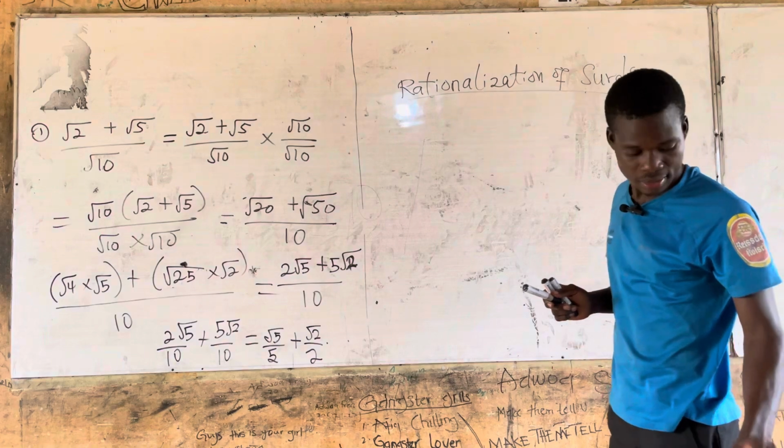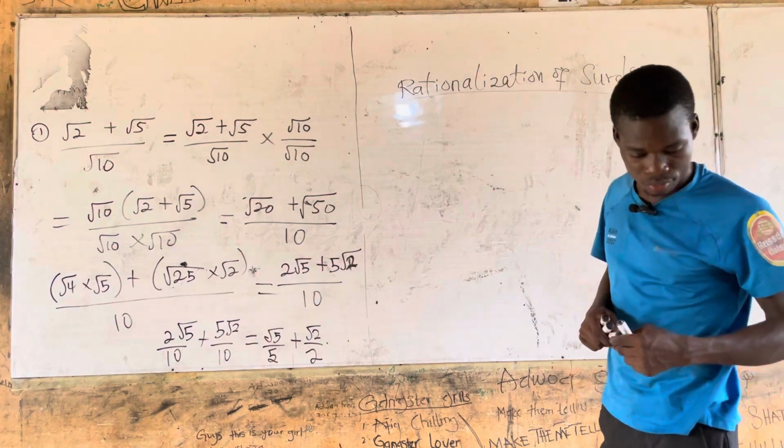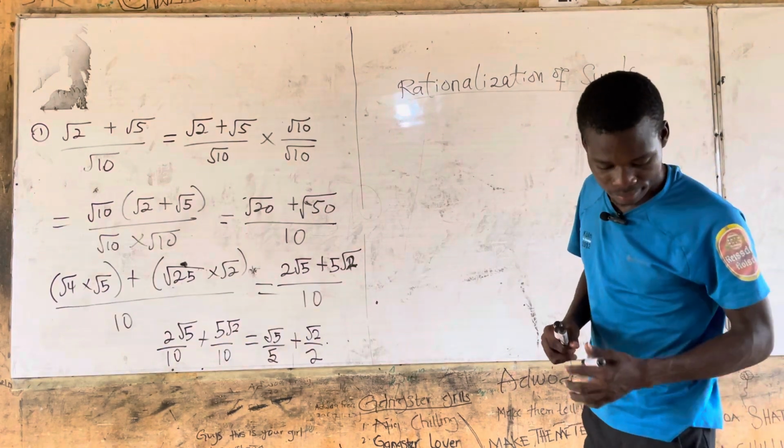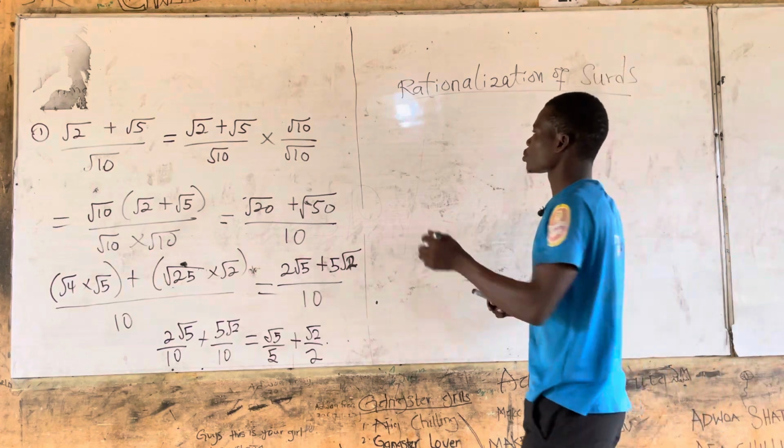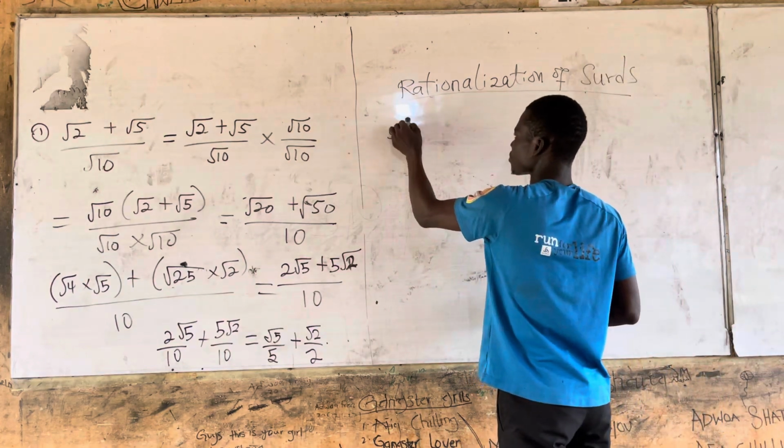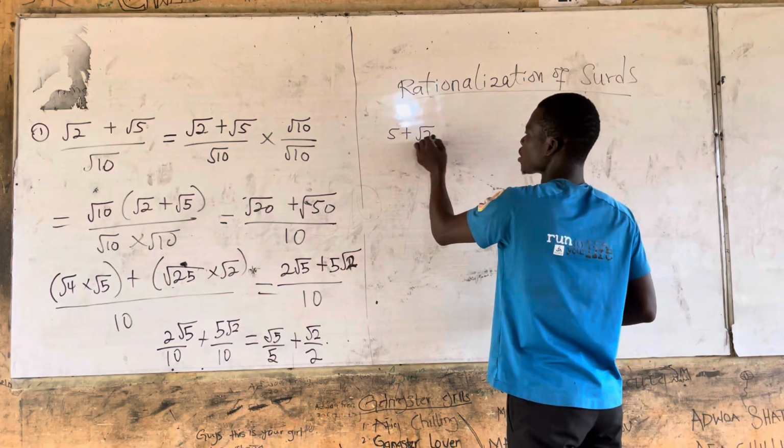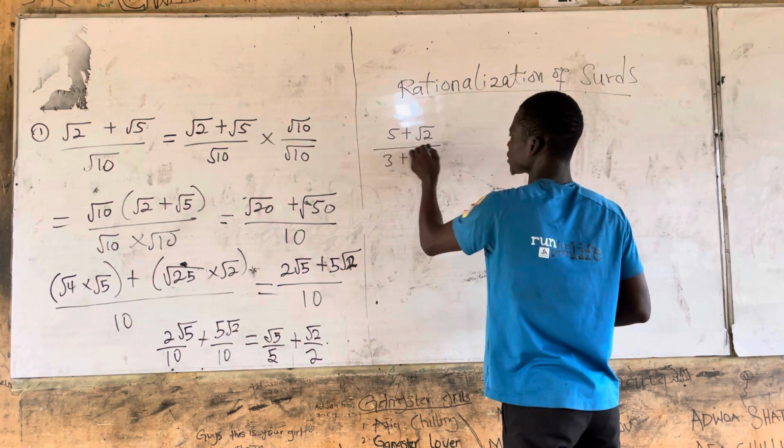So now let's take another example for better understanding. So we are to rationalize 5 plus root 2 all over 3 plus root 2.